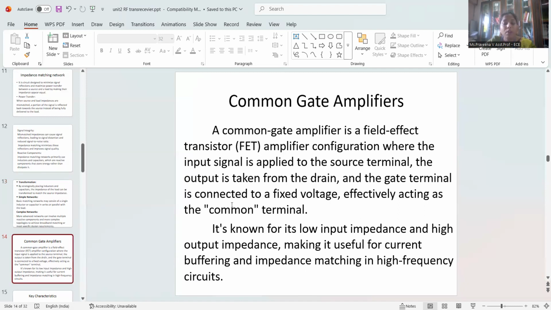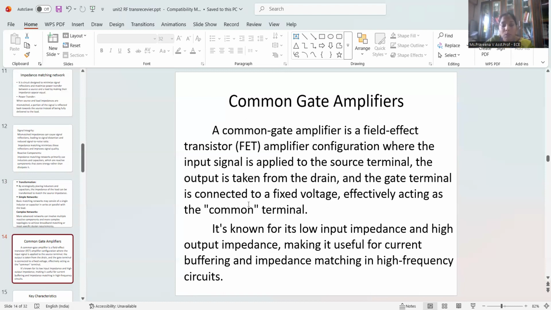Then we are going to see about a common gate amplifier. What is meant by amplifier generally? An amplifier is used to amplify the weak signal, right? So we are going to see about the common gate amplifier. Common gate amplifier is a field effect transistor amplifier configuration. That is, input signal will be fed to the source terminal. The output signal will be taken from the drain terminal, right?